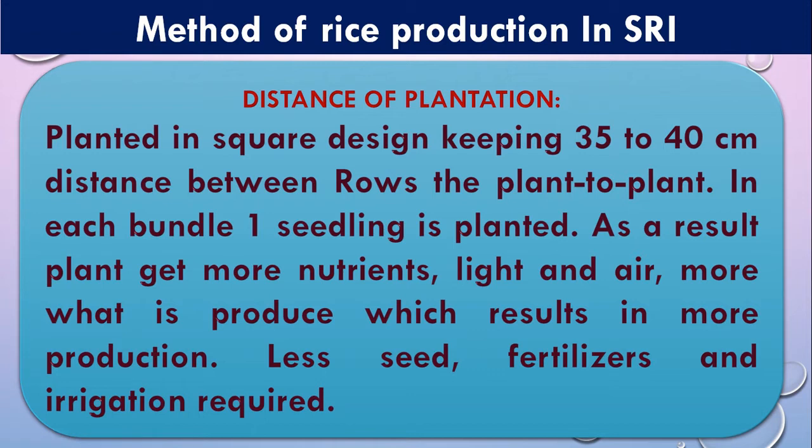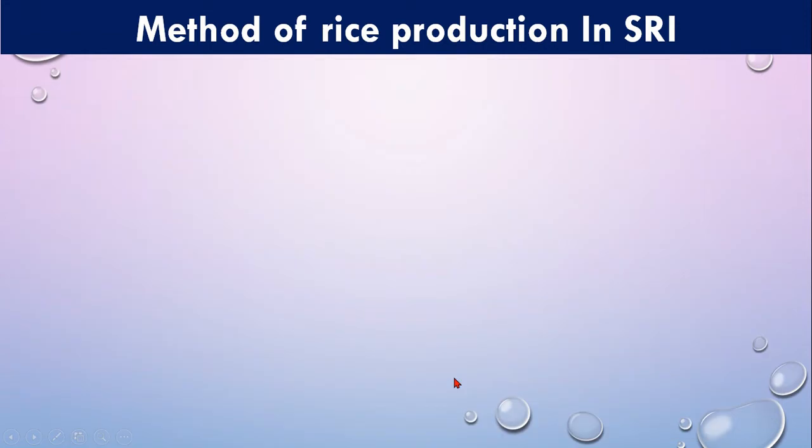That means square shape. And remember, one seedling is planted in a hill or in a bundle, whereas in the local or traditional method we plant 3 to 4 seedlings. Here you see, they reduce the seedling cost as well. As a result, plants get more nutrients, light and air, more water is produced, which results in more production, less fertilizer and less seed as well.